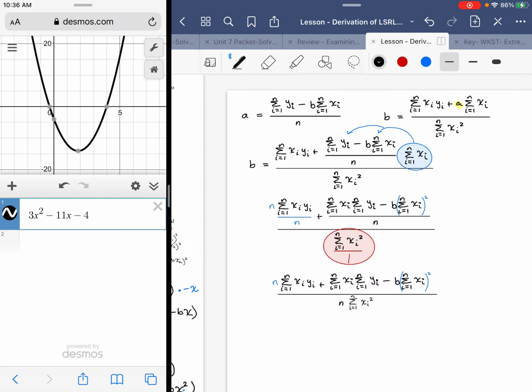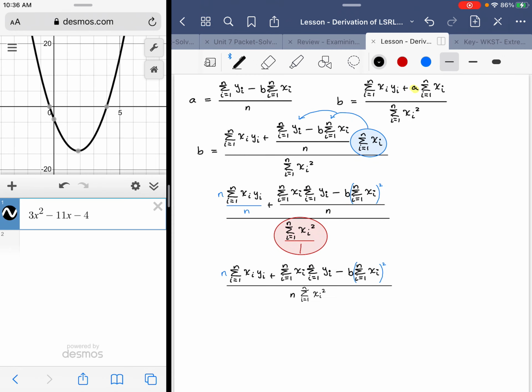Problem is, I got a b in there. All right, and that kind of is an issue, right? Because we have an expression defined in terms of itself, so I have to take care of that. Can't just have that lying around. So b equals.